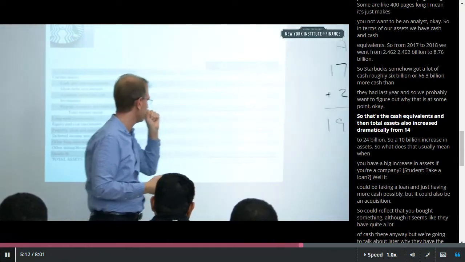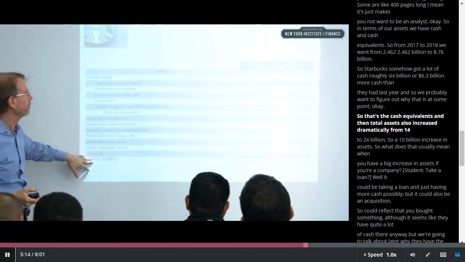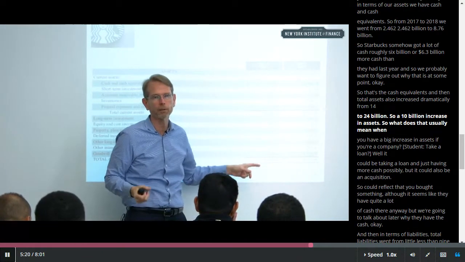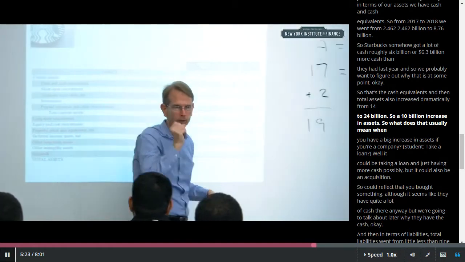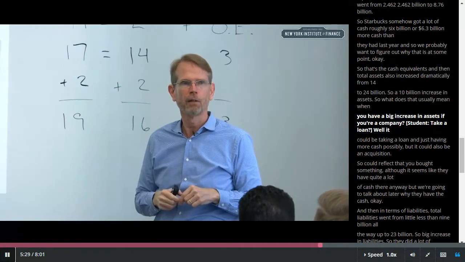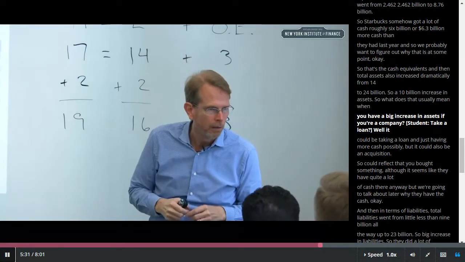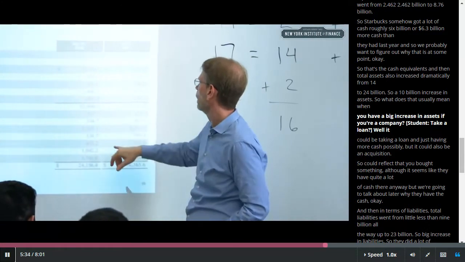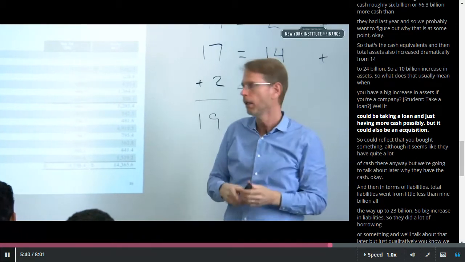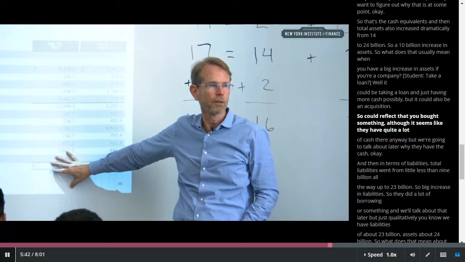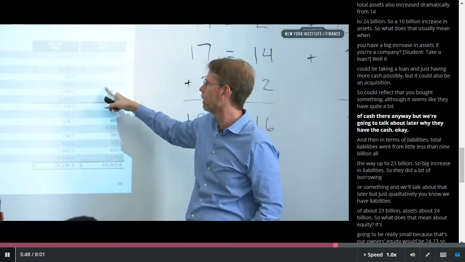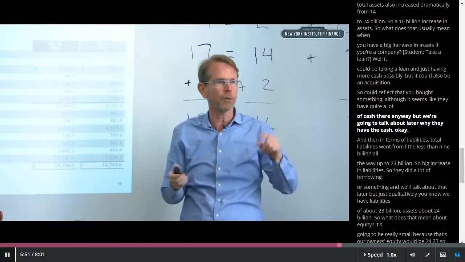Okay, so that's the cash equivalents, and then total assets also increased dramatically from 14 to 24 billion, so a 10 billion increase in assets. And so what does that usually mean when you have a big increase in assets, if you're a company? Yeah, well, it could be taking a loan and just having more cash, possibly. It could also be an acquisition, so it could reflect that you bought something, although it seems like they have quite a lot of cash there anyway, but we're going to talk about later why they have the cash.